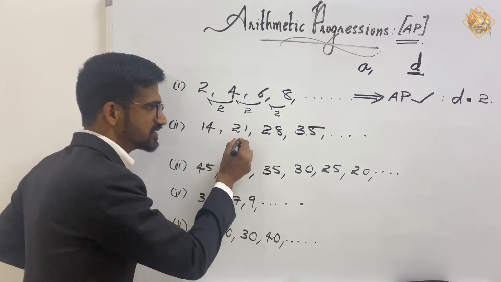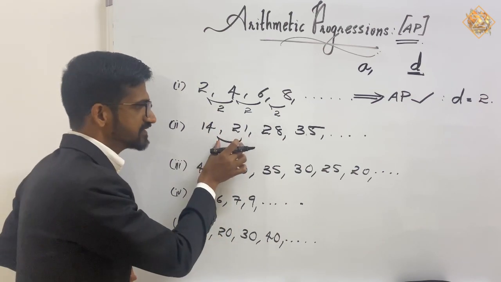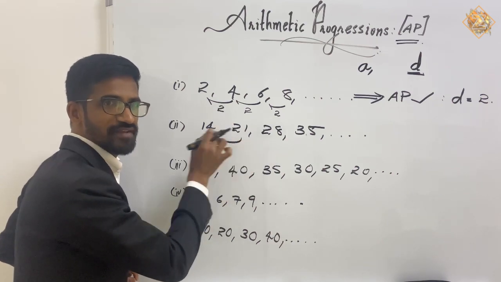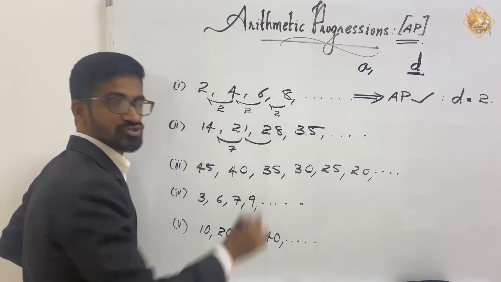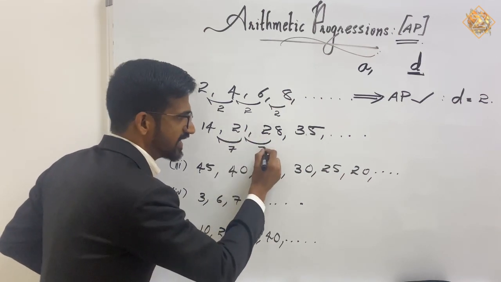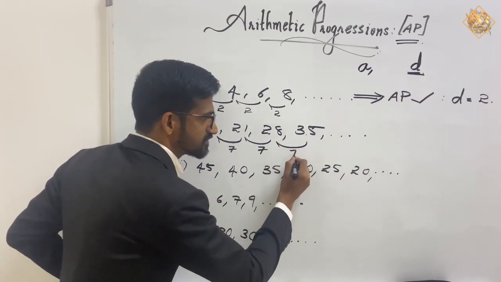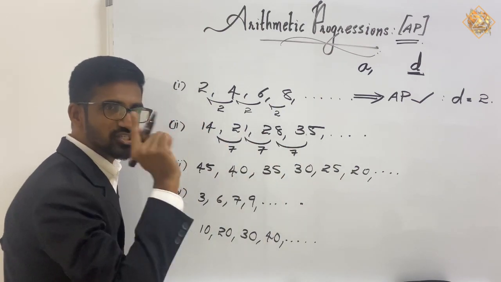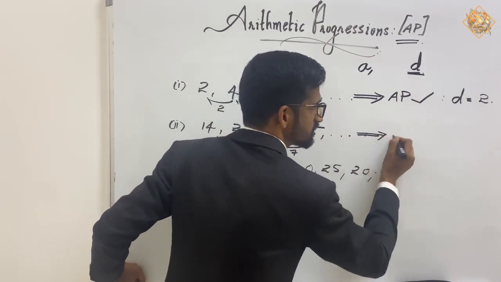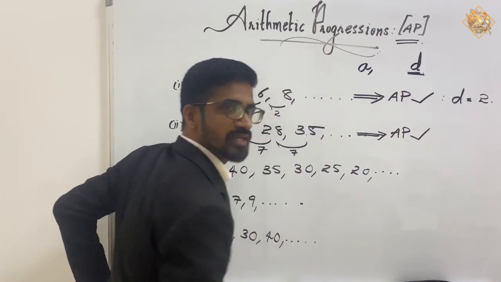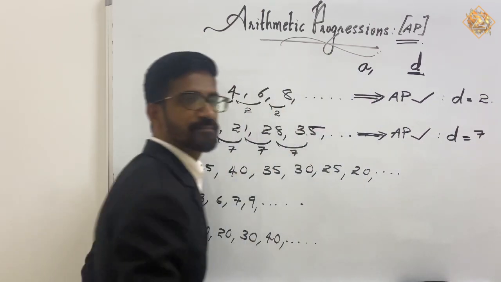For that, what we have to do is 21 minus 14. What is 21 minus 14? The difference is 7, isn't it? Now 28 minus 21, that is again 7. Next it is 35 minus 28. Again we got the difference between each successive term as a fixed number, here that fixed number is 7. So we can say that this list of numbers forms an arithmetic progression with common difference 7.